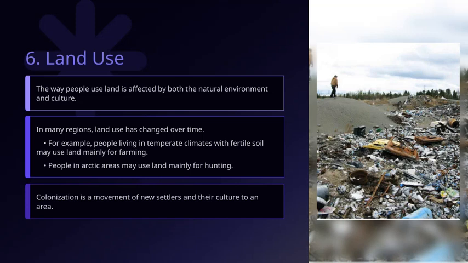Land use is really shaped by both the natural environment around us and the culture of the people living there. You see, in different regions, how we use land has changed quite a bit over time. For example, in areas with temperate climates and rich, fertile soil, people tend to focus on farming and agriculture. That's their main way of using the land. On the other hand, in Arctic regions, where the environment is much harsher, land is often used for hunting and gathering instead. These differences show how the natural surroundings influence what's practical or necessary for the people who live there.